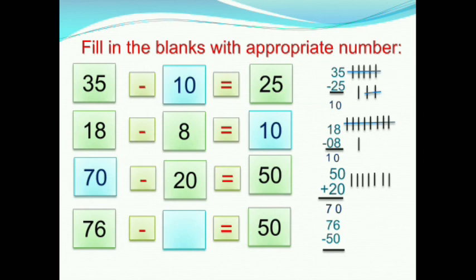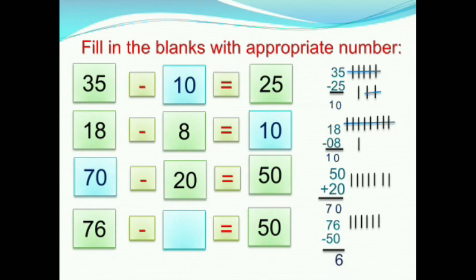First number is 6. So, we will draw 6 lines. Next number is 0. So, we should not cut any lines. Now, how many lines are remaining? 6 lines are remaining. So we will write 6 in units place.